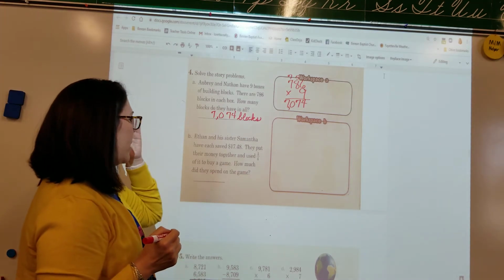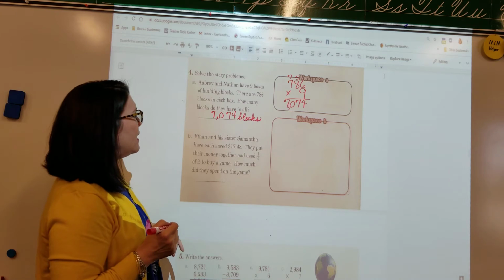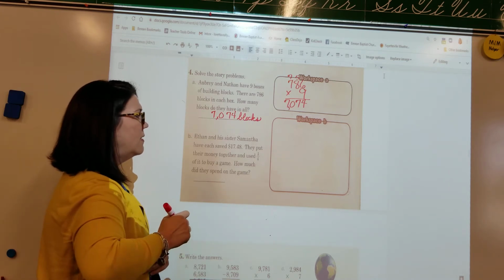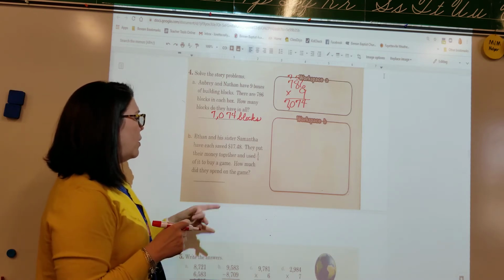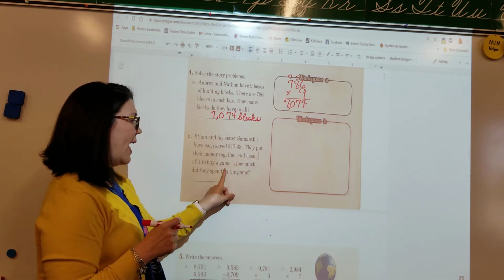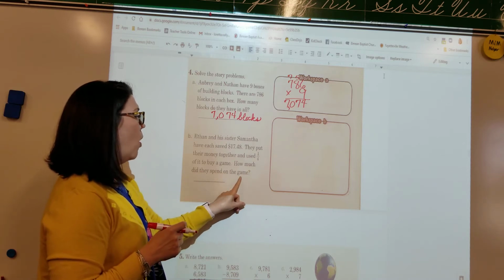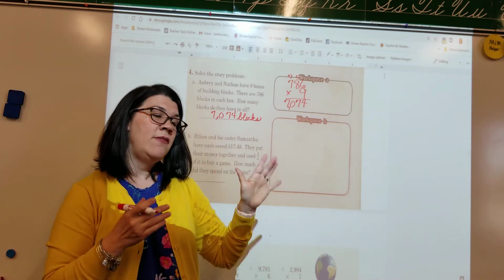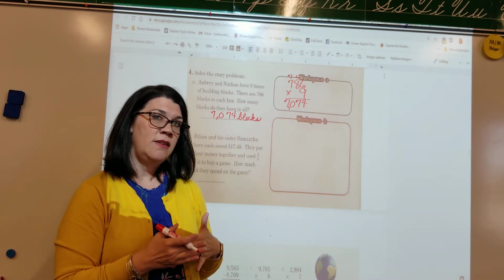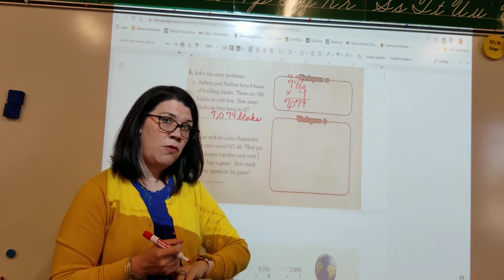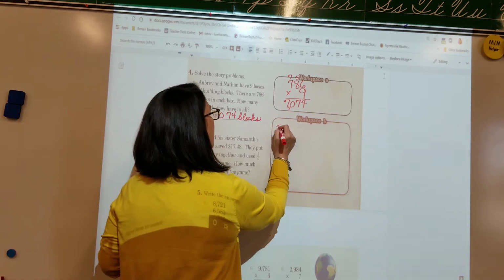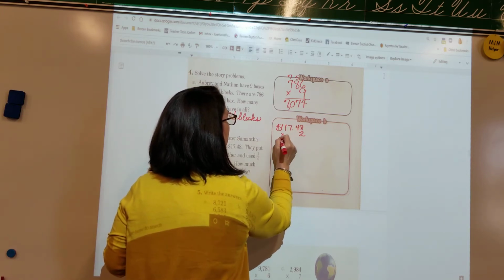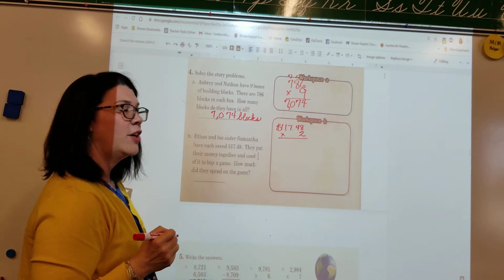All right, let's look at letter B. Letter B says Ethan and his sister Samantha have each saved $17.48. They put their money together and used 1/4 of it to buy a game. How much did they spend on the game? Okay, we have two people here. We have Ethan and we have Samantha. Now they've each saved $17.48. There are two ways, boys and girls, you can figure this out. First, you can take your $17.48 and you can multiply by 2 because we have two people that have saved here.